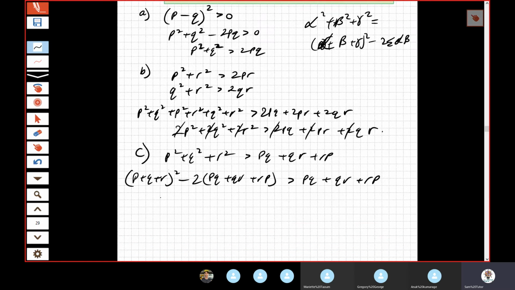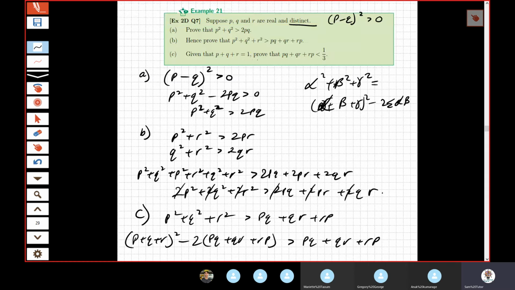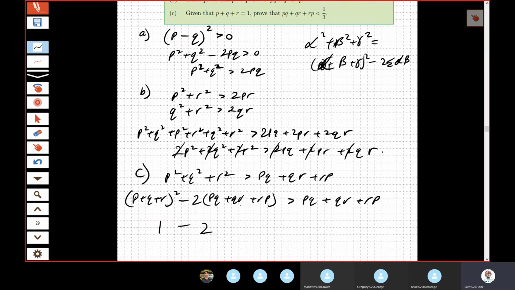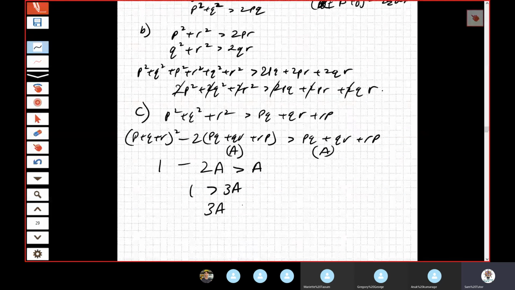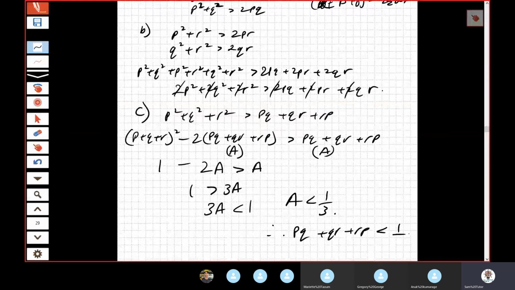So p plus q plus r squared is 1, because they gave you that, p plus q plus r is 1, minus 2 times this. So plus this over becomes 3 times. I'm just going to write 2 times capital A, just a bit easier to write. Greater than A. 1 is greater than 3A. Therefore 3A, what do they want? 3A is less than 1, which means A is less than a third. Therefore pq plus qr plus rp is less than a third.